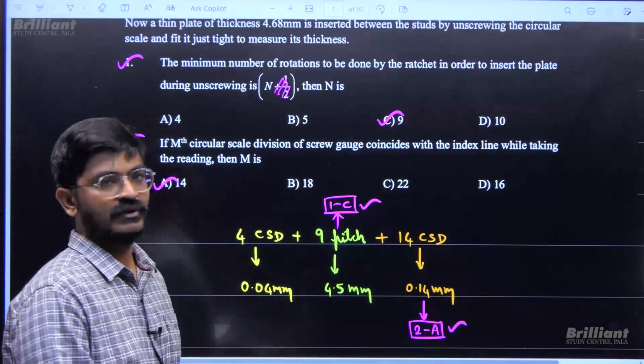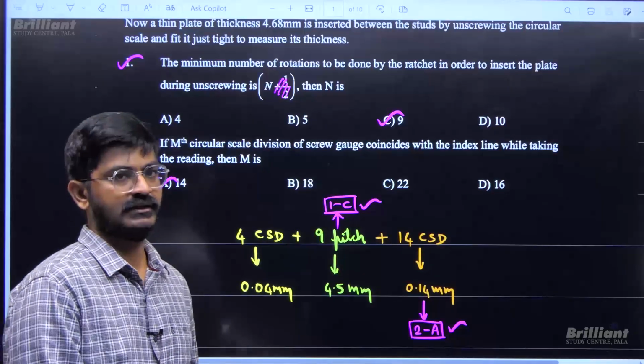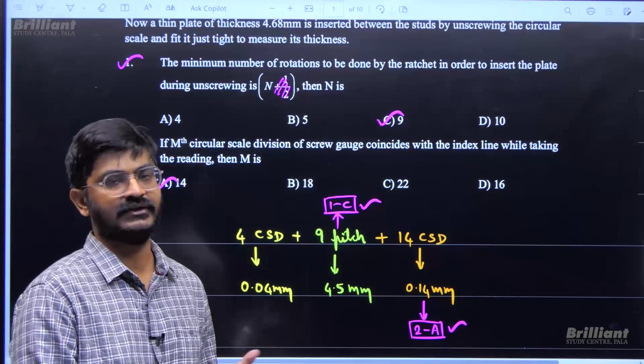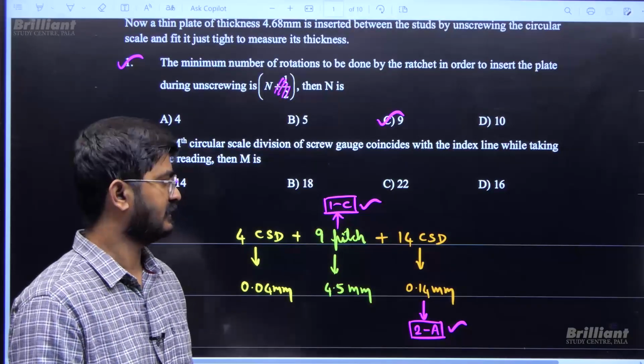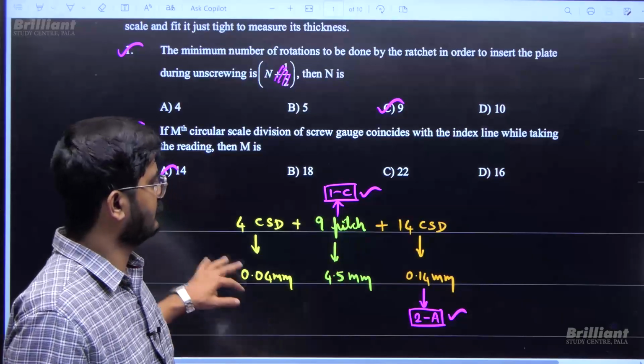If you don't understand what I speak, probably you can look into the understanding screw gauge video in your doubt clearance section, right? Or do it your own way, that's up to you.